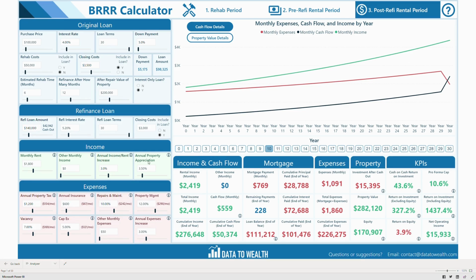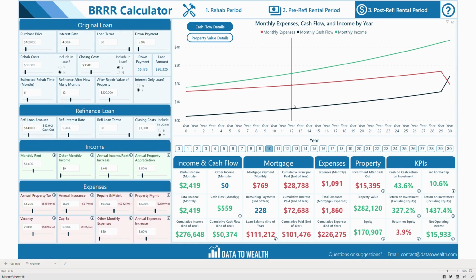As you can see, you had put in a monthly rent of $1,800 with an annual income/rent increase of 3%. Based on those parameters, at the end of year 10, the expected rent on this property would be $2,419, up from the original $1,800 amount. The expenses all increase over time as well based on the annual expense increase.